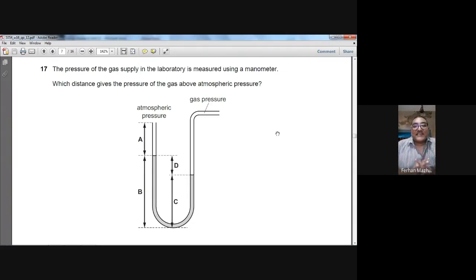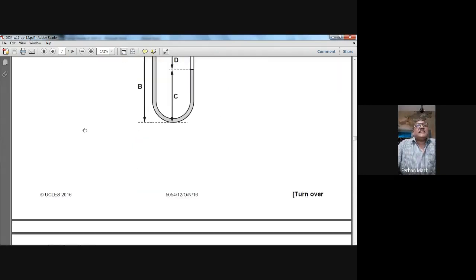That pressure difference is always measured by the difference of levels in both limbs of the mercury manometer. What we do is take the difference of level of mercury in both the limbs of the manometer. On your screen you can see the two limbs of the manometer. The difference between the mercury levels in both limbs is represented with D. That D tells us how much the gas pressure is more than the atmospheric pressure. For question number 17, the option is D.